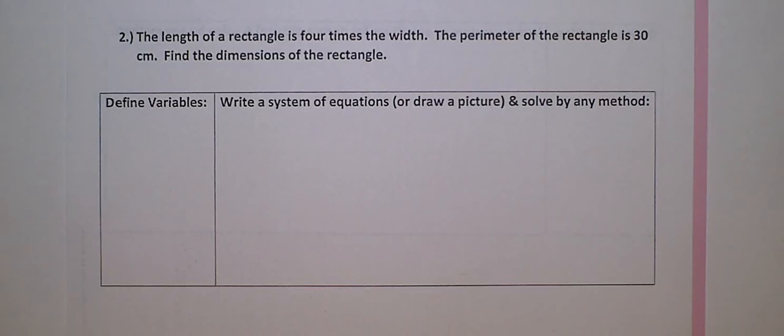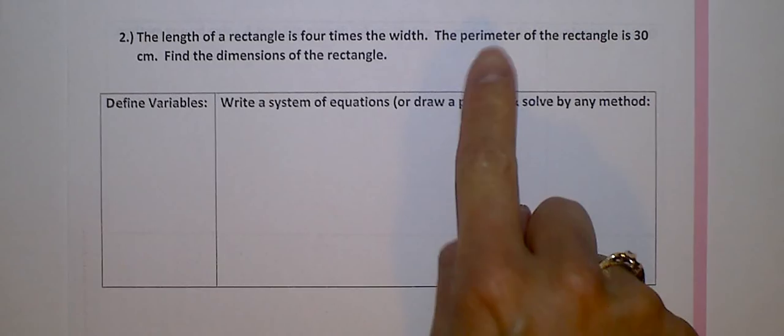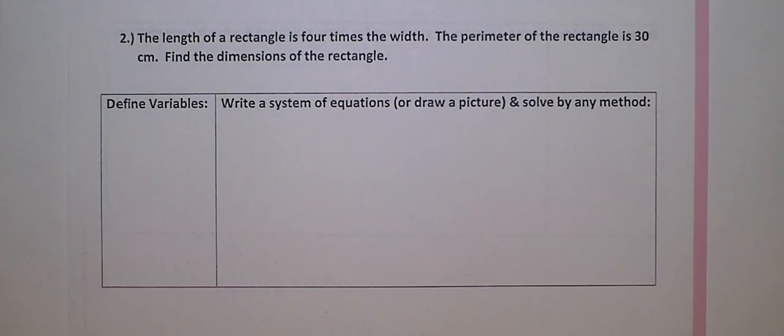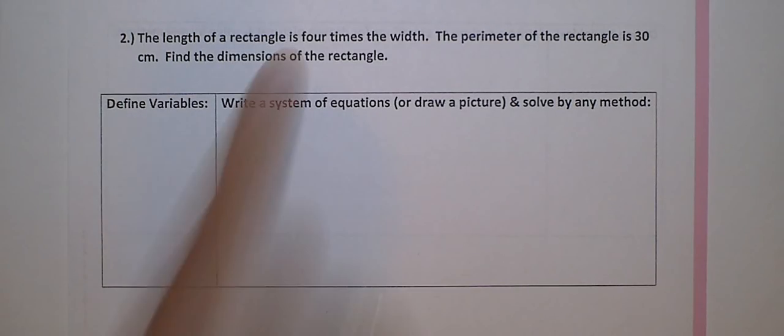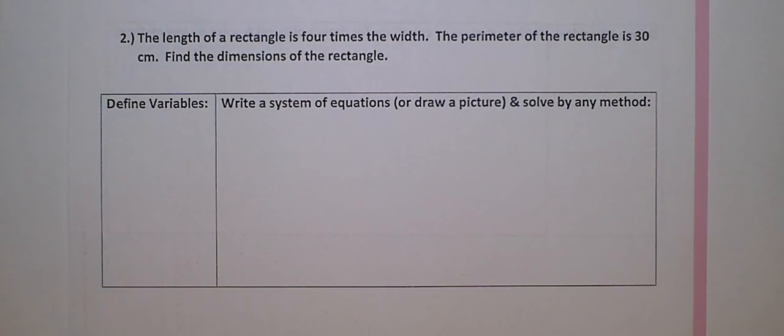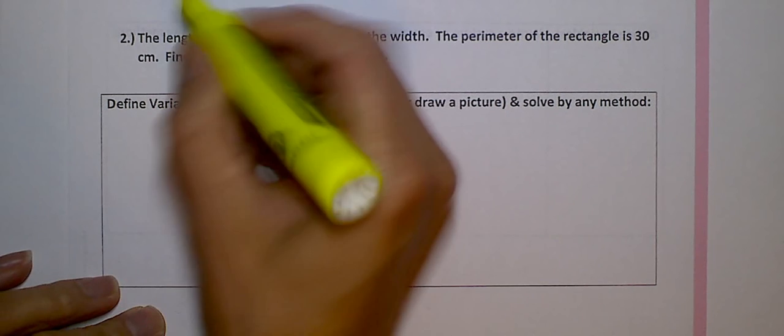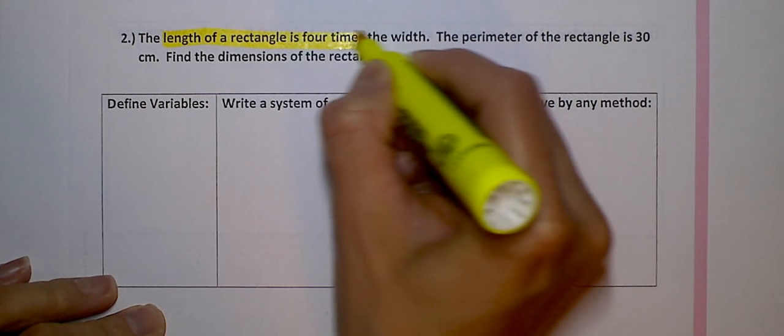For example number 2 of how to solve linear story problems in real-world applications, we are going to look at a perimeter problem. So this real-world application states the length of a rectangle is 4 times the width. So that's a key sentence right here. So the length of a rectangle is 4 times the width.